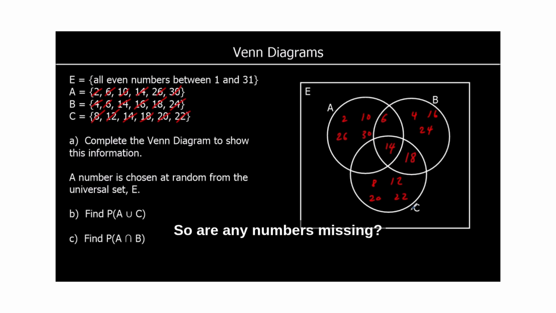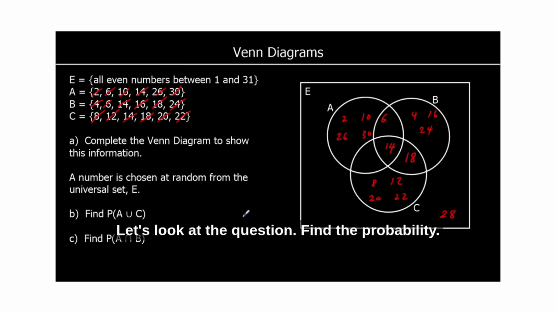So are any numbers missing? We've got 2, 4, 6, 8, 10, 12, 14, 16, 18, 20, 22, 24, 26, and we don't have a 28. So 28 goes on the outside. It was even numbers between 1 and 31. There should be 15. So let's count 1, 2, 3, 4, 5, 6, 7, 8, 9, 10, 11, 12, 13, 14, 15. So that's our Venn diagram.